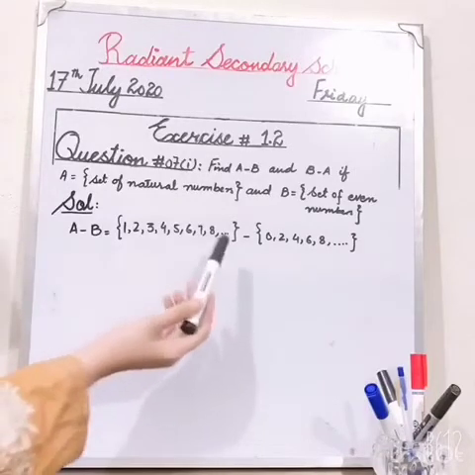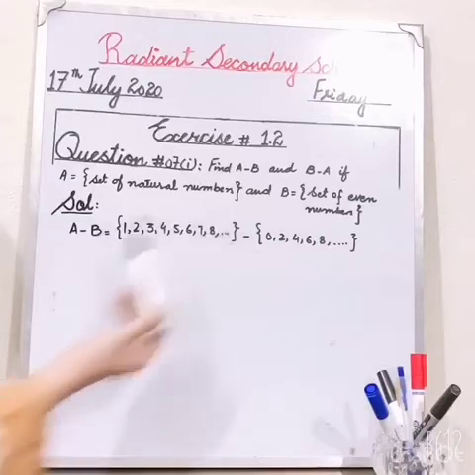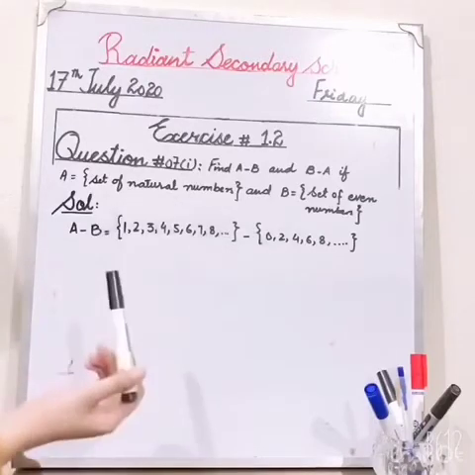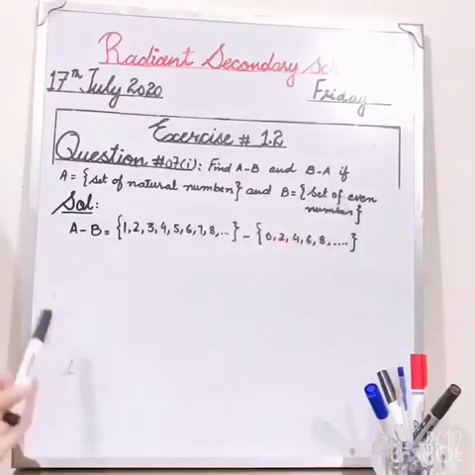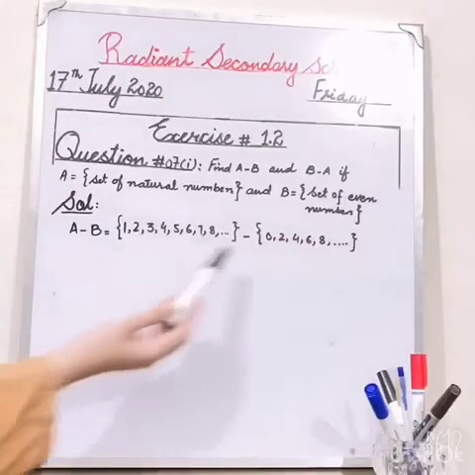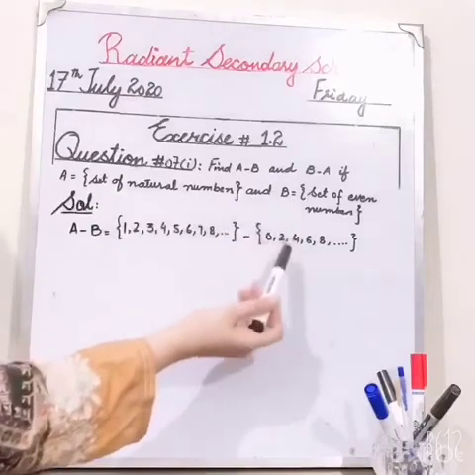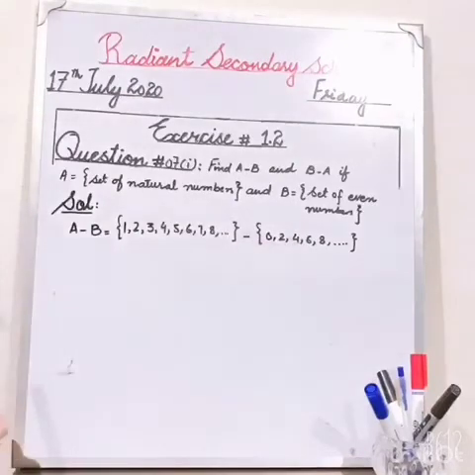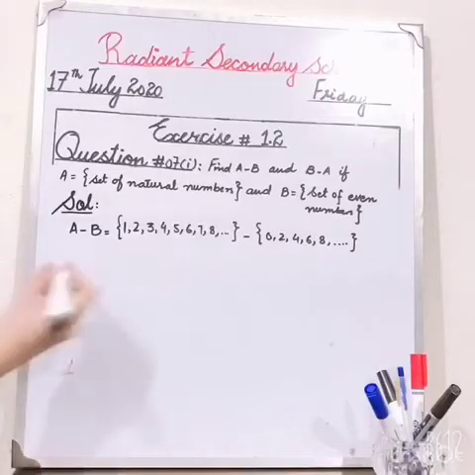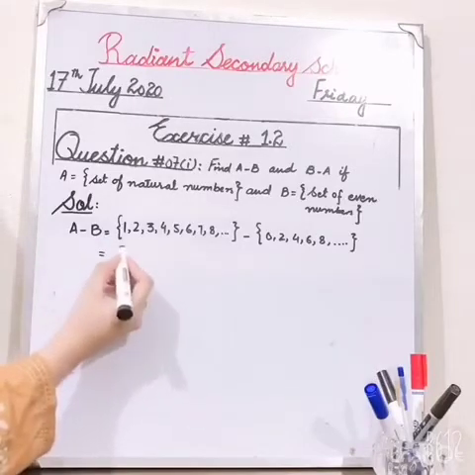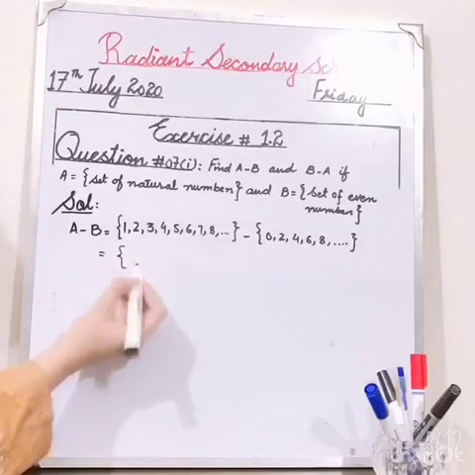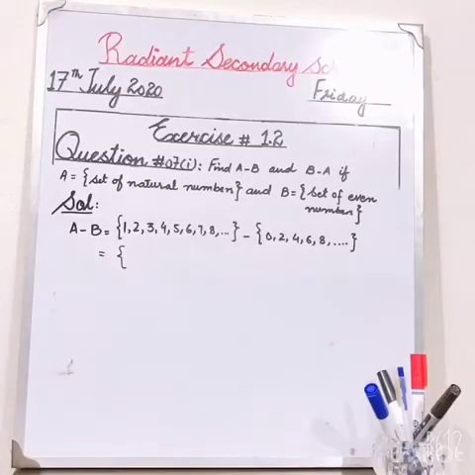And then you put the minus sign and then set B. And what is set B? Set of even numbers. And what are even numbers? 0, 2, 4, 6, 8. These all are even number. Means 0 and all those numbers which are in table of 2. They are the even numbers. Now, when you find out the difference, which elements you have to write, which are present in the first set but not in the second set.